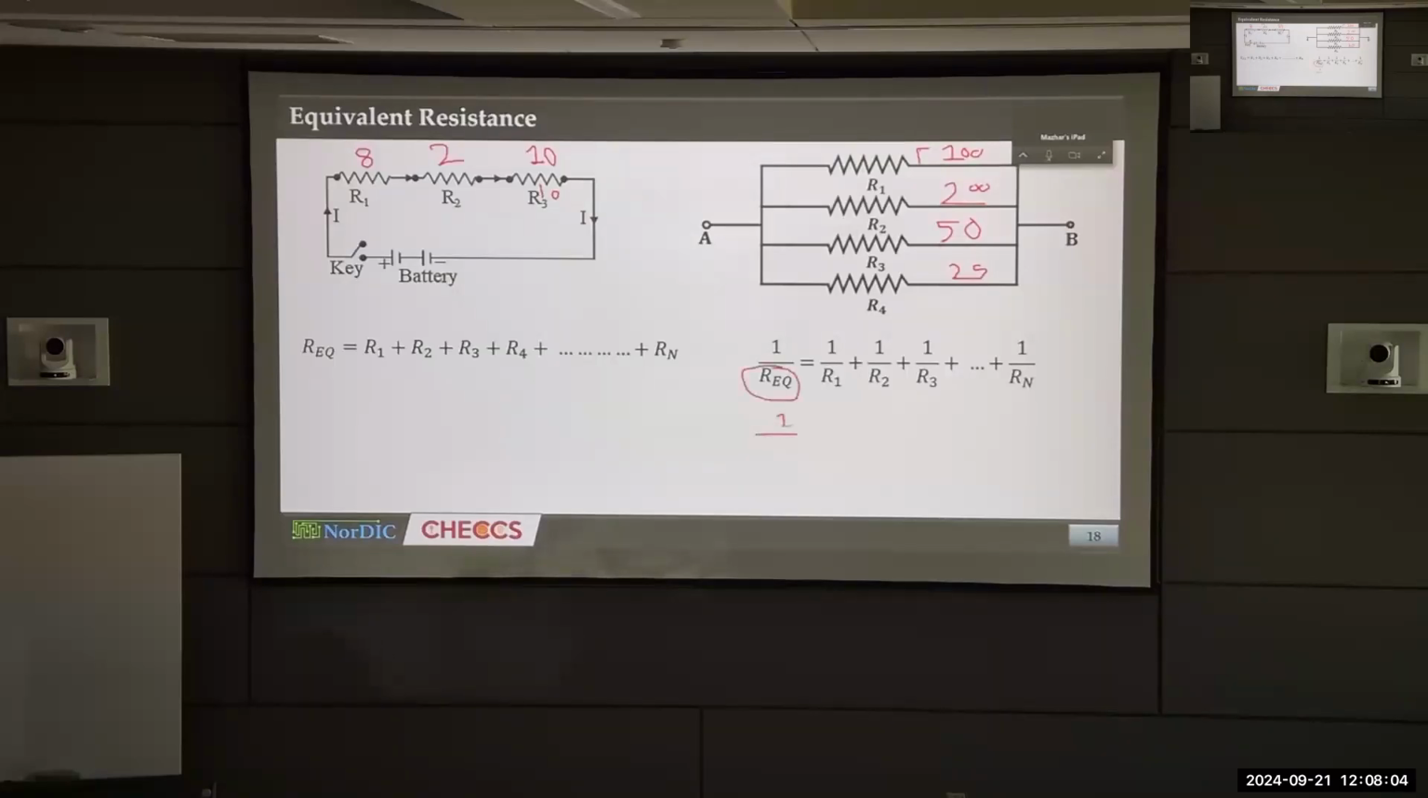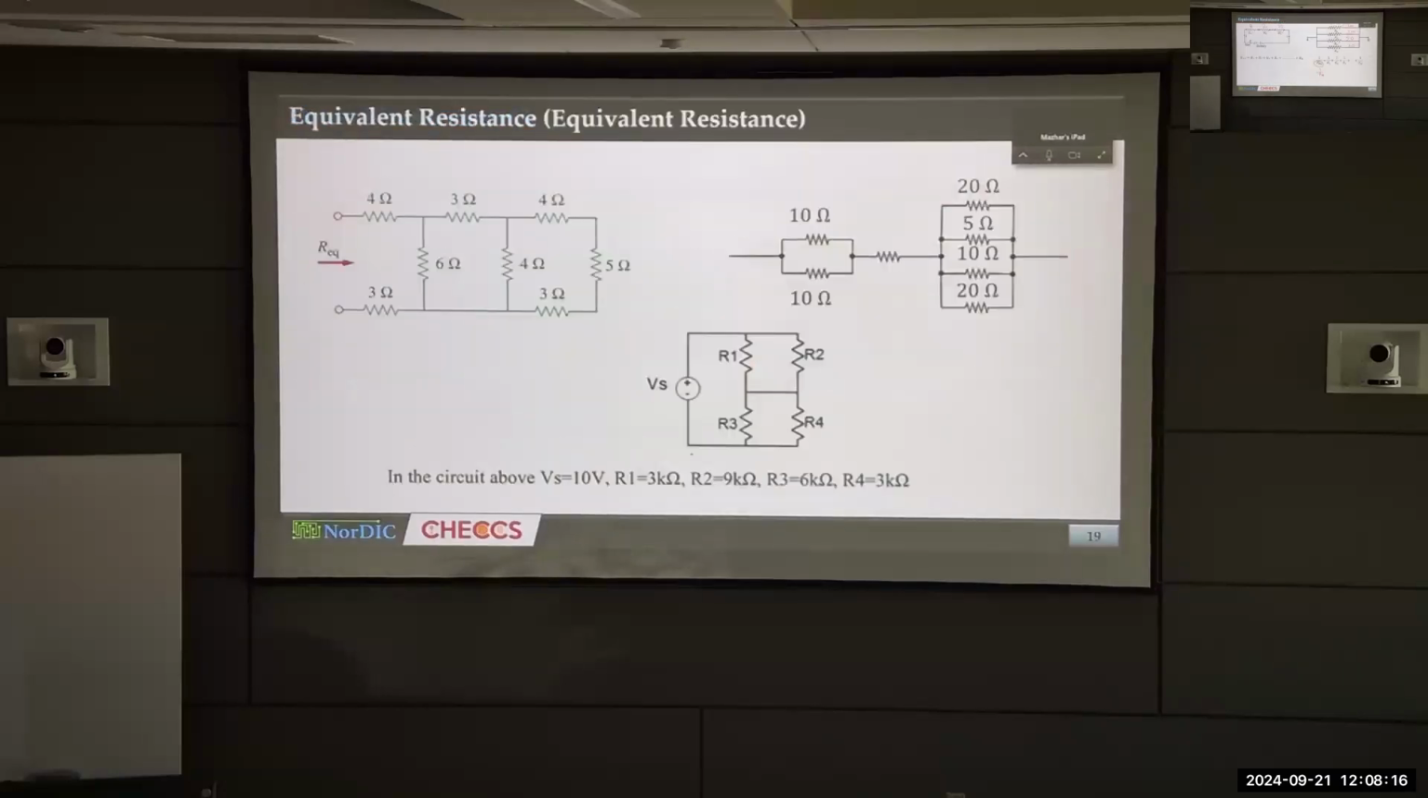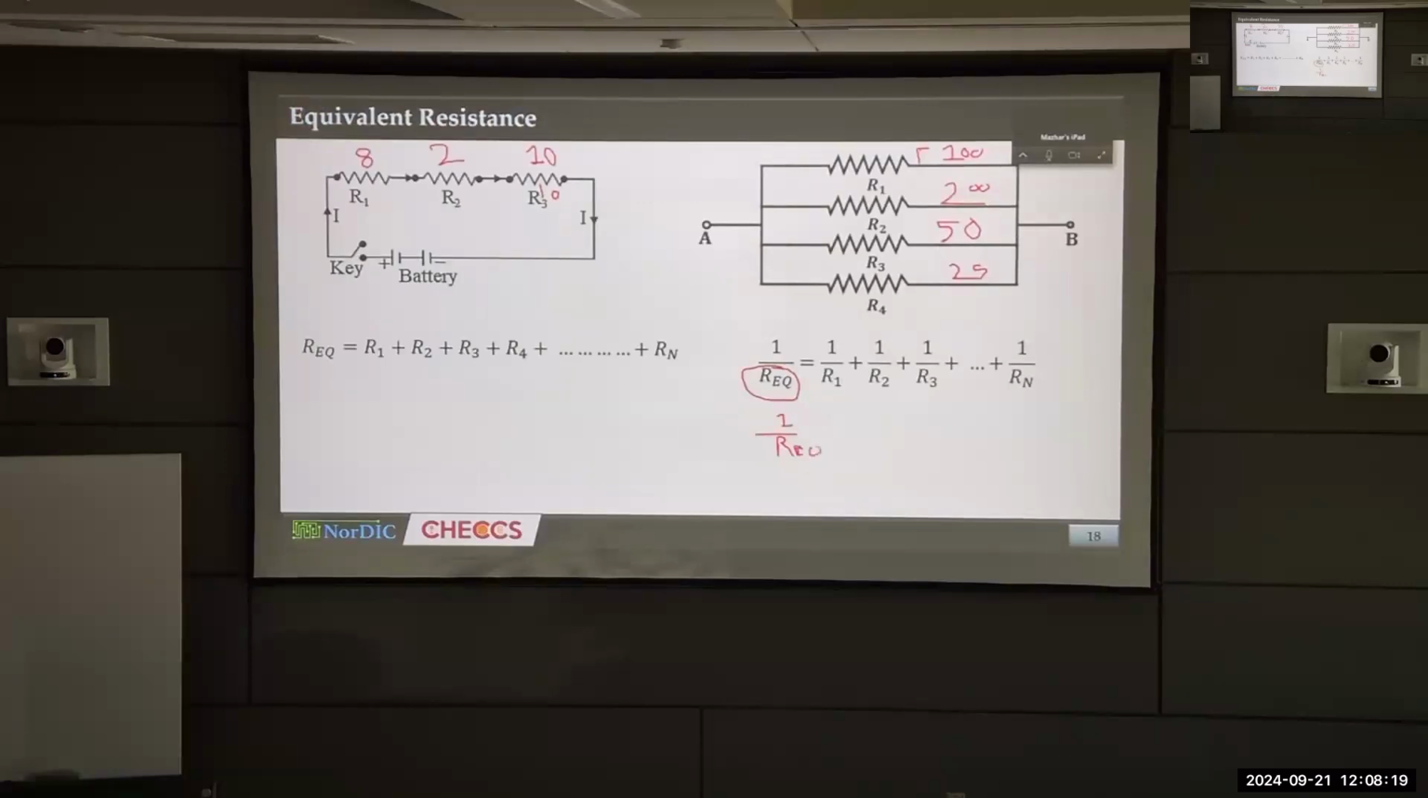So what you will do, you will just create 1 by Req. My pen doesn't work for some reason. Okay. So what you'll do, you'll just write this equal to 1 by 100 plus 1 by 200 plus 1 by 50 plus 1 by 25.